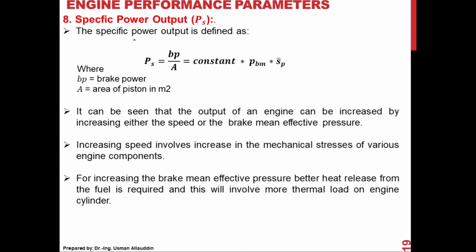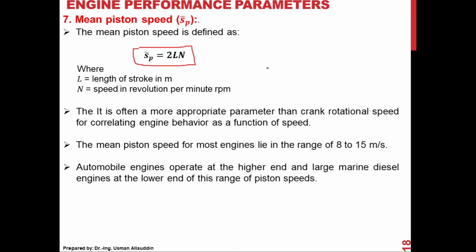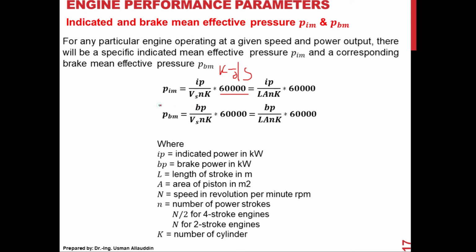The specific power output is the power output per unit area. The brake power is the actual power at the shaft. If you divide it by the piston area, you will get the specific power output. Then BP upon A will be equal to a constant multiplied by brake mean effective pressure into mean piston speed. You can see this from the formula: BP upon A you leave here.